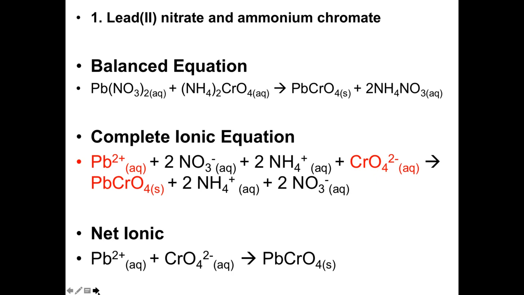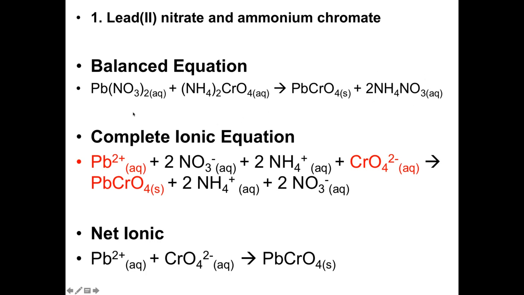Okay. So the first one here is lead-2 nitrate and ammonium chromate. Lead-2 nitrate as a formula is going to be Pb(NO3)2. We know it's going to be aqueous from the solubility rules. Then we have ammonium chromate. Again, ammonium is NH4, chromate CrO4. Again, that's aqueous. And what's going to happen is you're going to form lead chromate, and then we're going to form ammonium nitrate, NH4NO3. And again, when you look at the solubility rules, chromate will form a solid when it's with lead, and then these two will be aqueous.